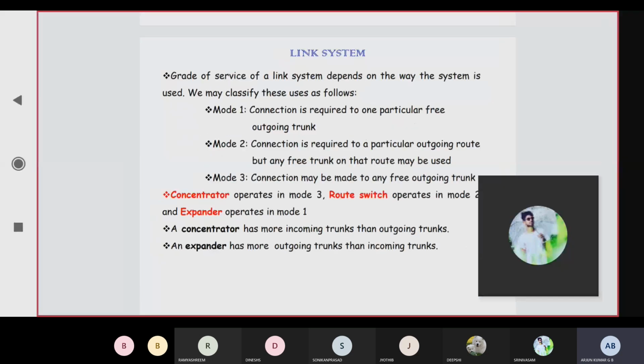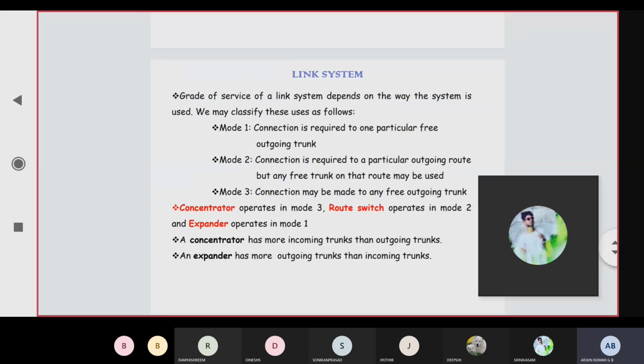See the concentrators. The concentrators operate in mode 3. Concentrator means there's a hub, in which the connection is made to any free outgoing trunk. This is a concentrator, and it will be operated in mode 3. The root switch will be operated in mode 2, and the expander will be operated in mode 1.